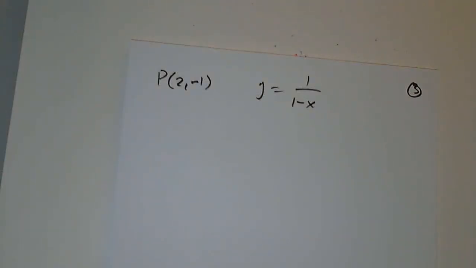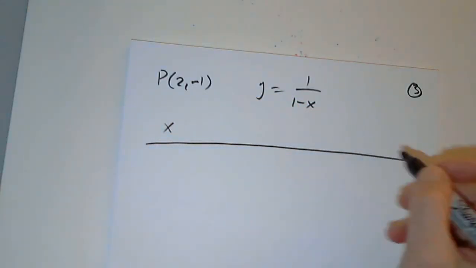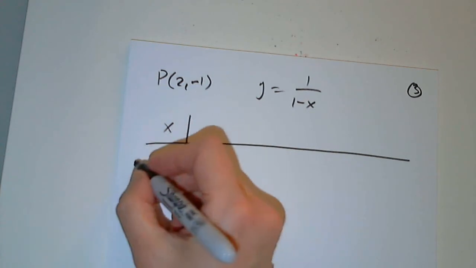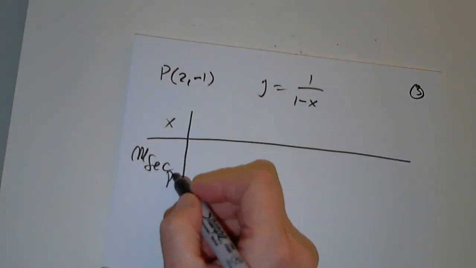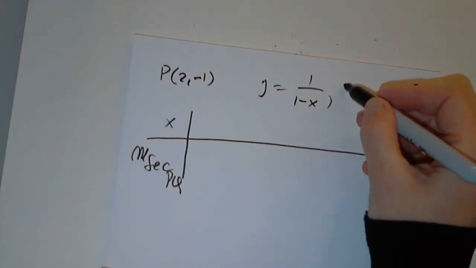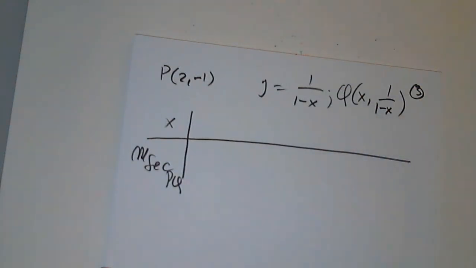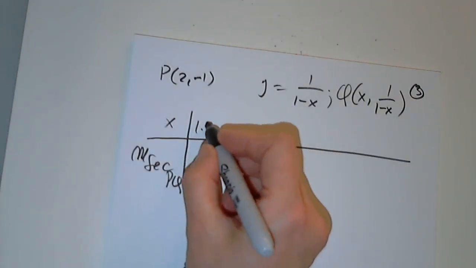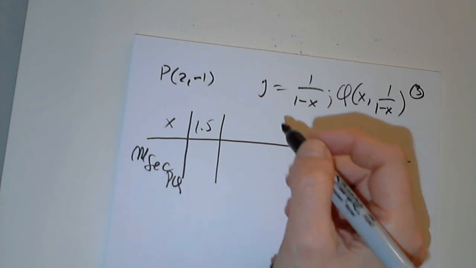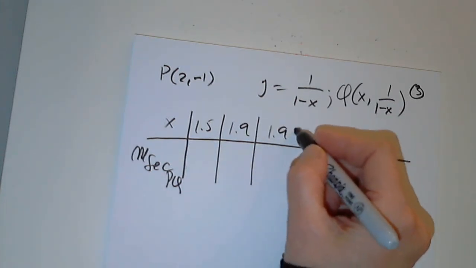So in a table, this is x, and this is the slope of the secant line PQ. We have the point Q, which is (x, 1 over 1 minus x). And we start in the correct order. Please always think in those terms of putting those numbers in the correct order.